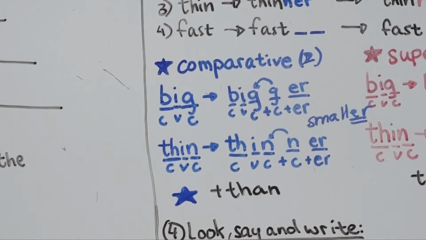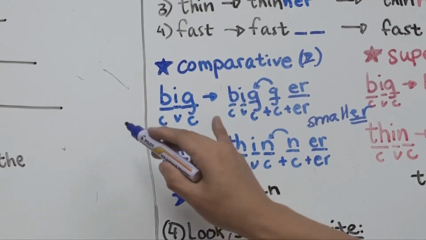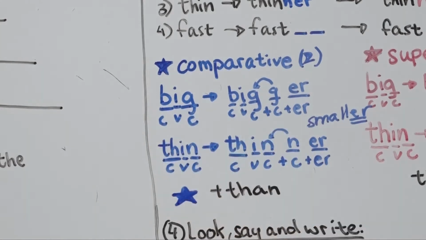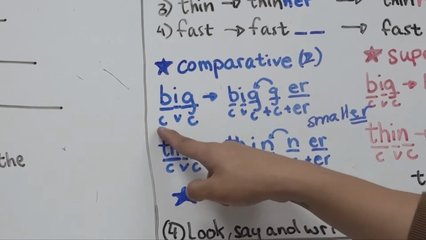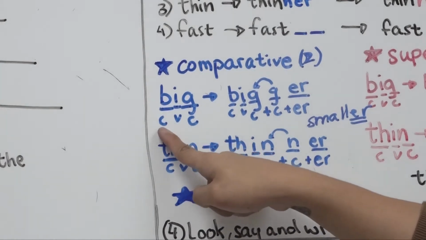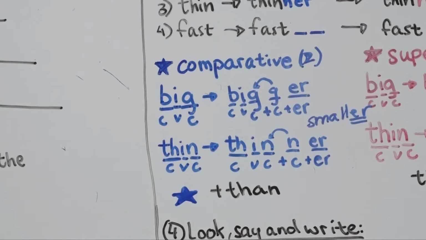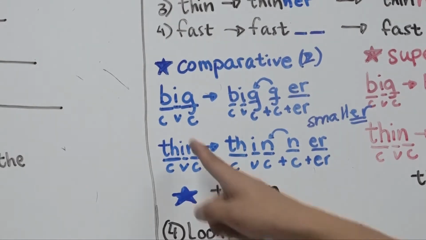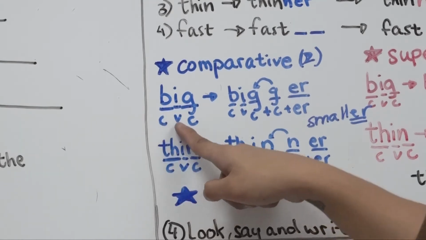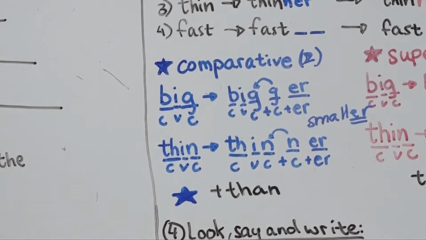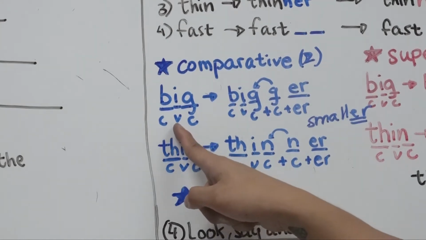Now to help you understand what to do when you want to use comparatives, I use these letters C, V, and C, okay? What does C and V mean? C means consonant. Consonant means not vowel. So A is a vowel, so it's not a consonant. B is not a vowel, so it is a consonant, right? What about I? Is I a vowel? Vowels are A, E, I, O, U. Yes, I is a vowel, so I put V for vowel.